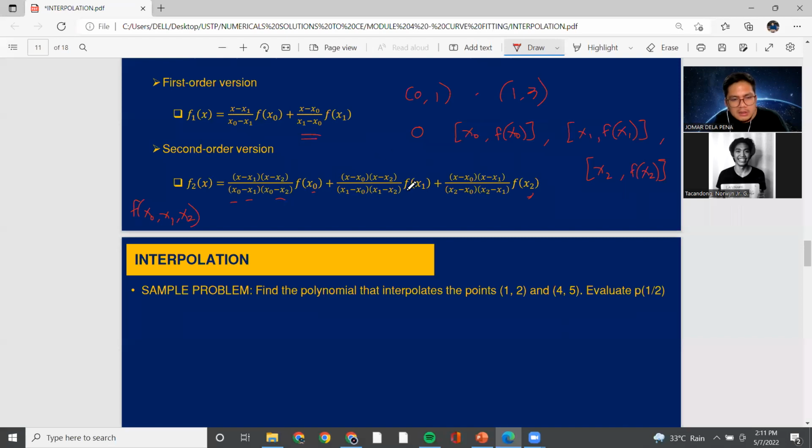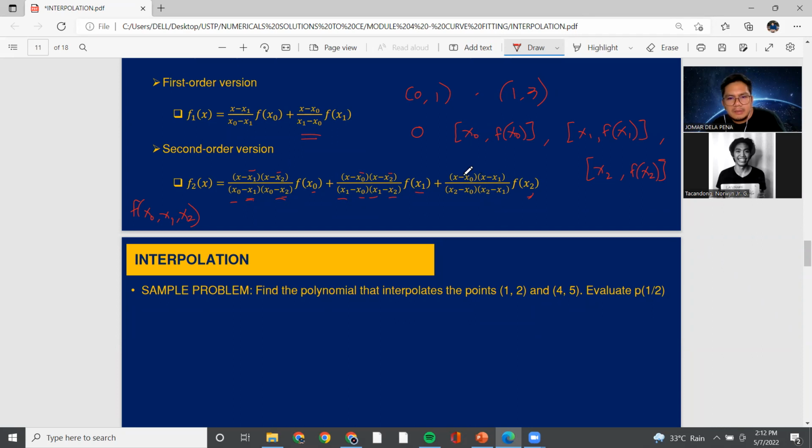Okay? Now, for the function of x sub 1, here we have x sub 1, it is no longer subtracted, x sub 1 is not subtracted. Here the ones subtracted are x sub 0 and x sub 2. In the numerator, you subtract x sub 0 and x sub 2. For the second term, the subtracted ones are x sub 0 and x sub 2. Correct me if I'm wrong, okay? Maybe I forgot something.